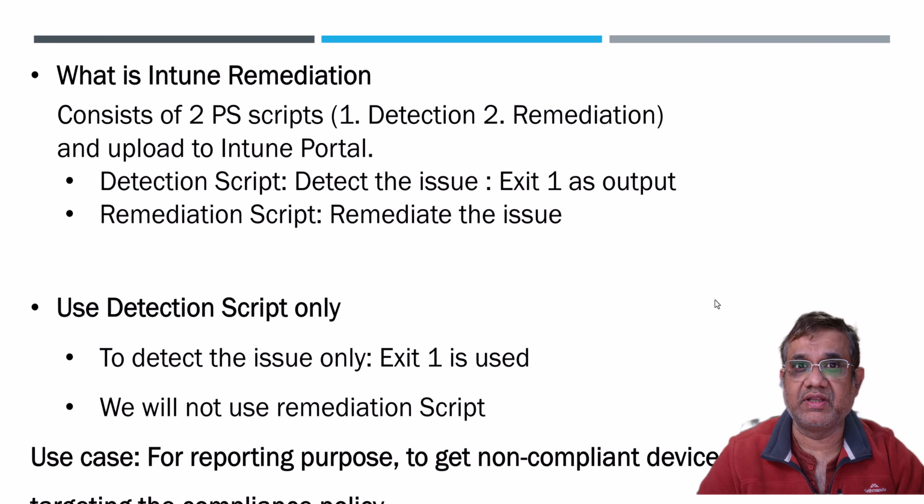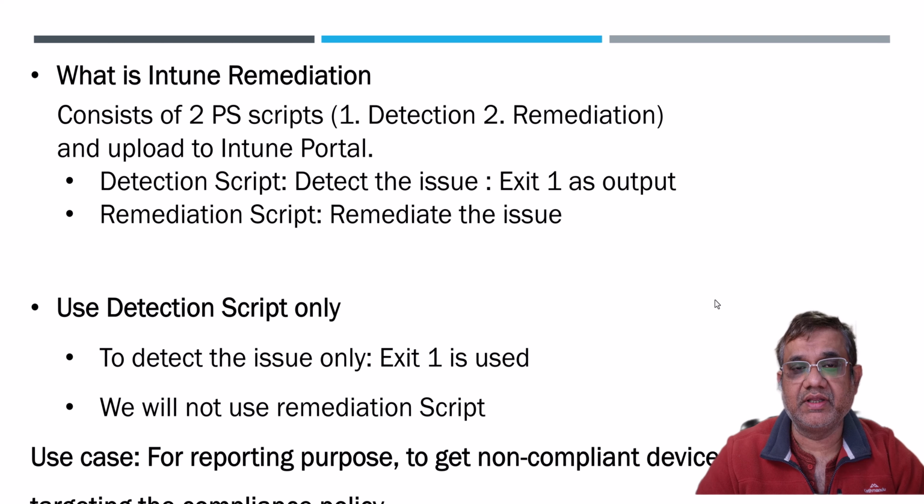Means if some setting is not present, mark it as exit 1 and that is equivalent to the issue being detected. So if the issue is detected, I mean if the exit code is 1, the remediation script is going to run to remediate that issue. So it's pretty simple. The Intune remediation script consists of 2 scripts, which everyone knows about.